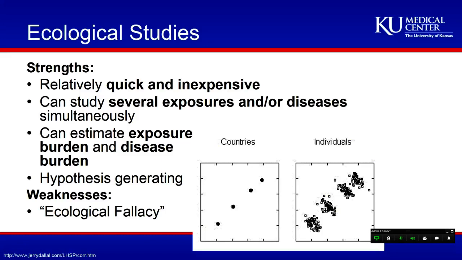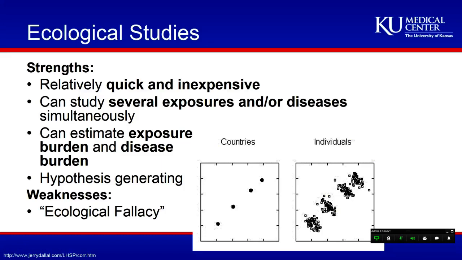So on the left, it looks like I have some exposure on the x-axis, some outcome on the y-axis. So increasing exposure results in increasing outcome. But when I break it down to individual people in those 4 different countries, there's actually a decreasing relationship between exposure and outcome. It's just the countries themselves vary in both exposure and outcome. Countries with higher exposure also have higher outcome for whatever reason. So this is a problem.